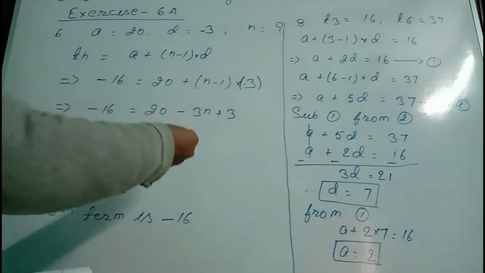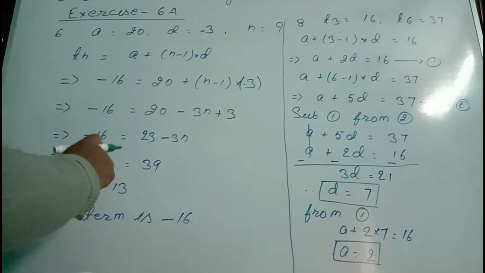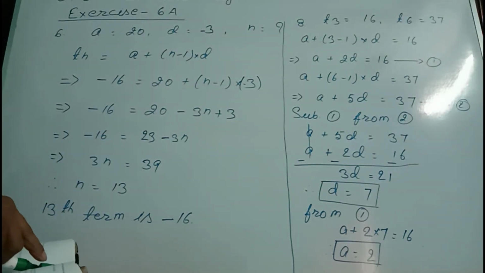Minus 3n will come this side, that will be plus 3n, and minus 16 will go that side, so 23 plus 16, that is 39. Therefore n equal to 13. So we say 13th term is minus 16.